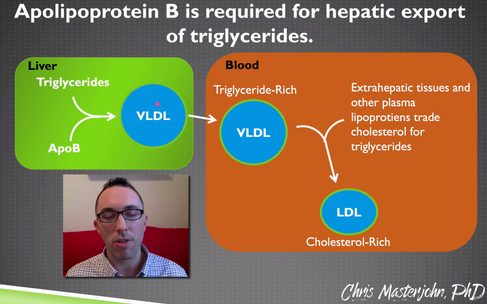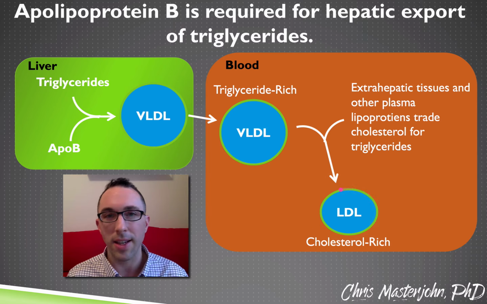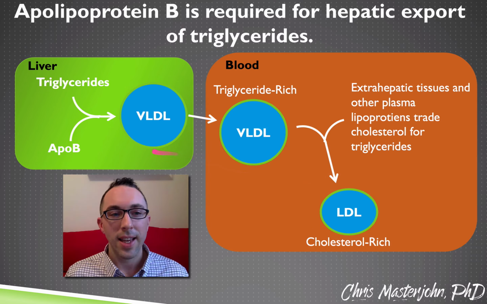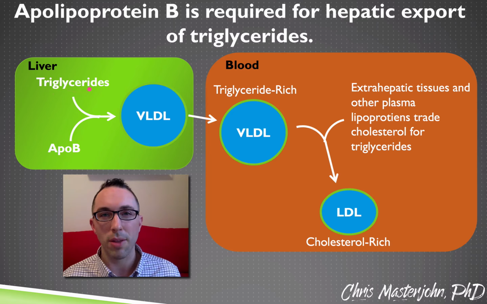Those VLDL particles go out into the blood and are rich in the triglycerides that came from the liver. Eventually, the triglycerides are exchanged for cholesterol with other lipoproteins, and the VLDL is metabolized to LDL. In a healthy person, it doesn't matter how much triglycerides are going through the liver because they can be exported.